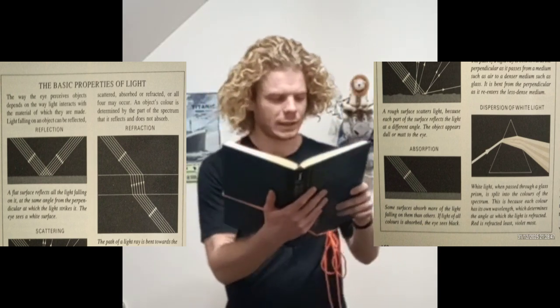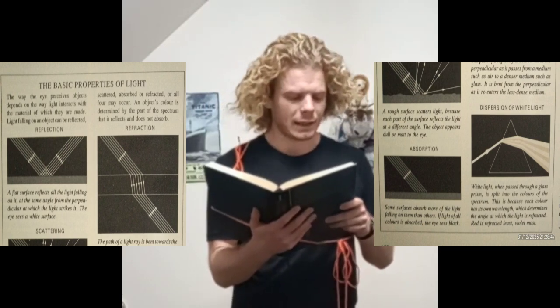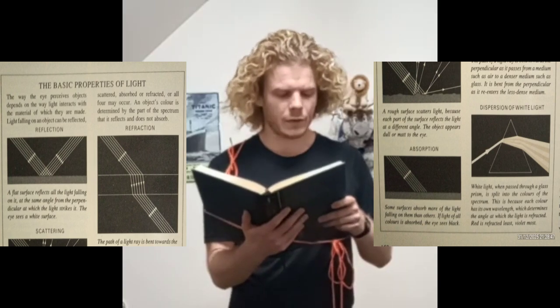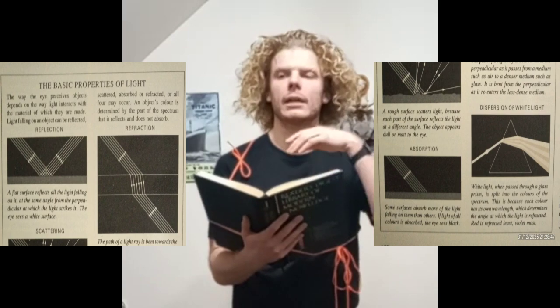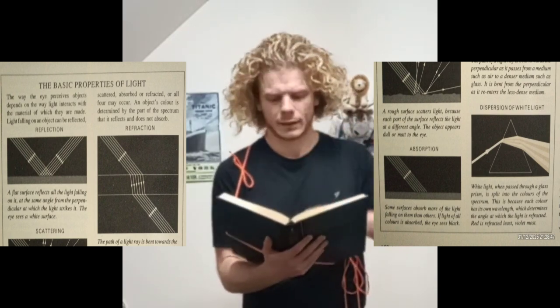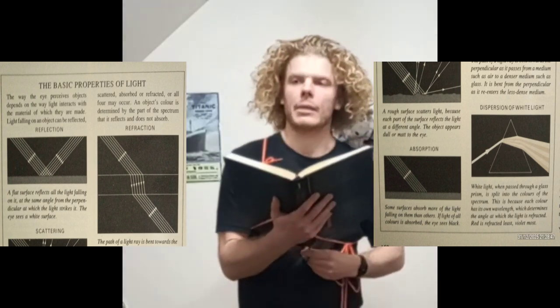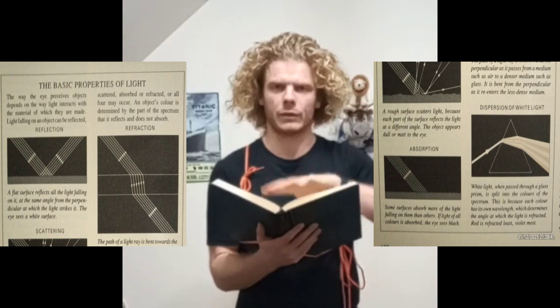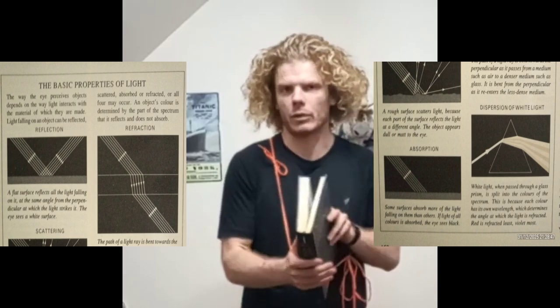The basic properties of light. The way the eye perceives objects depends on the way light interacts with the material of which they are made. So we're saying here, the way a human eye sees something, whether blue or white, depends on how the light interacts with this stuff. And that is what our presentation is about: different interactions of the light with different materials or different surfaces.